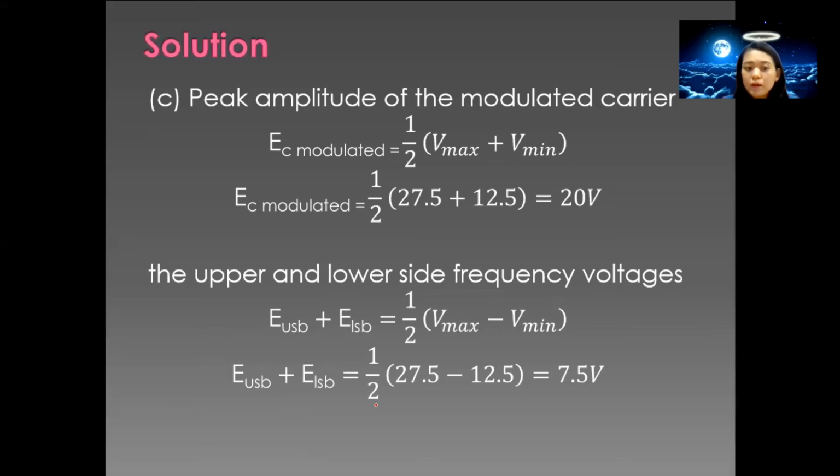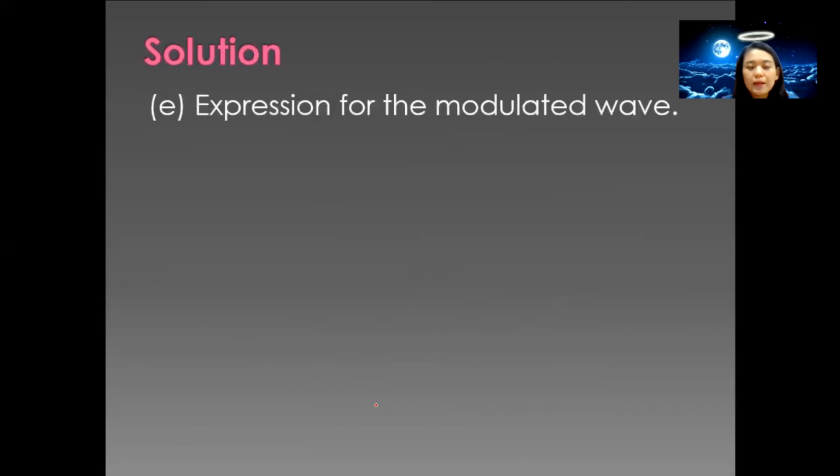And you still remember EUSB plus ELSB is actually our EM, for our modulating signal. So it's equal to 7.5 volts. This is proven as in the question. Then we go to part E, the expression of the modulated wave. Now we want to express our AM modulated wave signal.